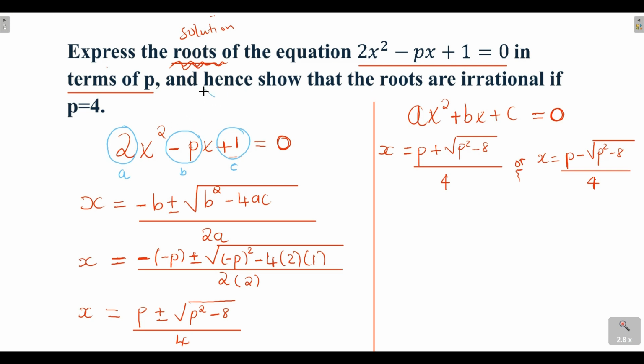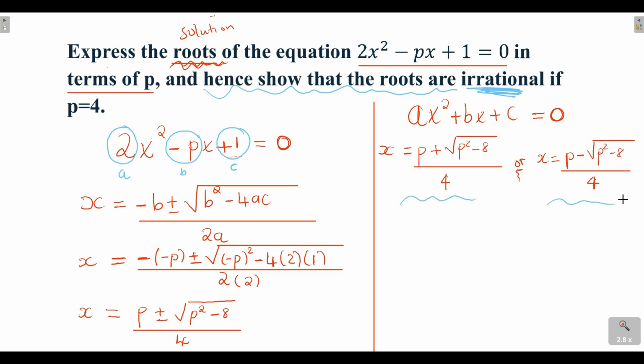And then let's look at part b of this question. It's saying, and hence show that the roots are irrational. What is an irrational number? If p is equal to 4, the first thing we can see here with this part b is that we need to know what is an irrational number. But before getting to that, it's telling us that we need to show that these roots are actually irrational numbers.